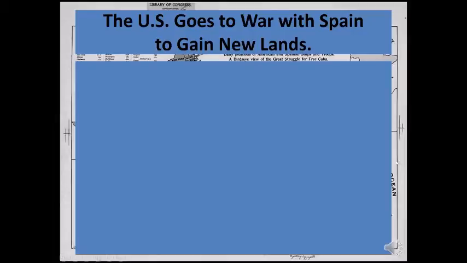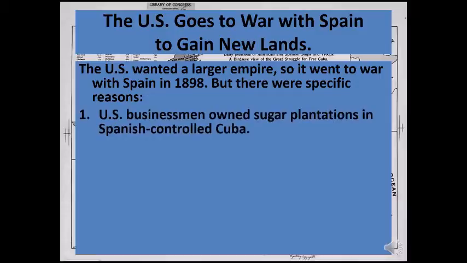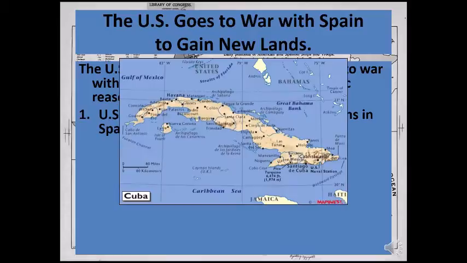The U.S. goes to war with Spain to gain new lands. So there's, of course, the reason the U.S. wanted a larger empire, but there were other specific reasons which brought us into a conflict with the Spanish. First, U.S. businessmen owned sugar plantations in Spanish-controlled Cuba, and when Spain threatened our business interests there, the U.S. took notice.